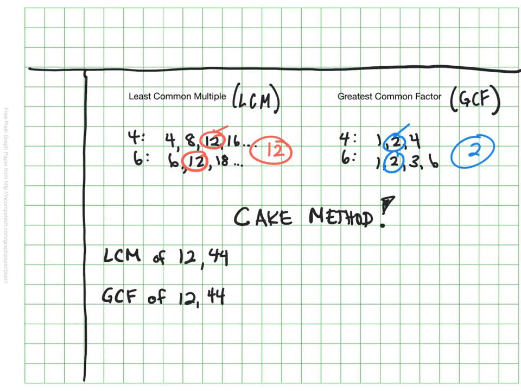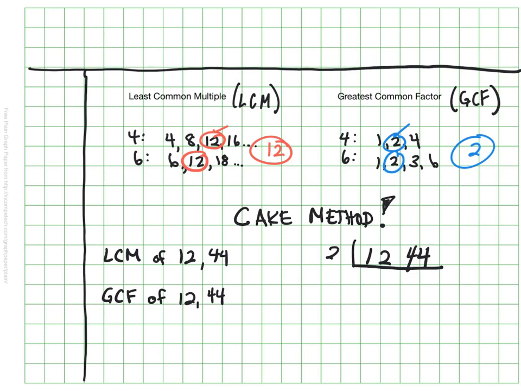And I'll do the cake method here to find the least common multiple and greatest common factor of 12 and 44. So I'm going to go ahead and put 12 and 44 in a little half box, a little L shape. And I'm going to think to myself, what can I divide 12 and 44 by? And I can think of anything. I often try to look for prime numbers because they're kind of friendly.